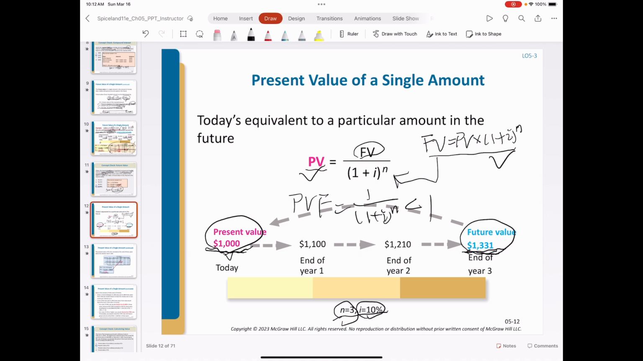What we should do is either calculate the present value of this cash flow and compare it with this one, or calculate the future value of this cash flow and compare it with this one. But we know these two are actually equivalent when we're accounting for the time value of money. $1,000 at present equals $1,331 by the end of year 3, according to this assumption, 3 years, 10% per year.